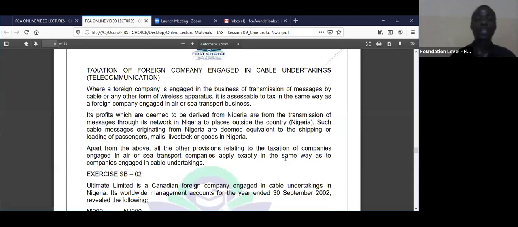The MTN, foreign telecommunication companies, belong to this. Which profits are we going to be seeing as profits derived in Nigeria? Let me give an example. If you make a call from Lagos to Abuja, of course, you know it belongs to Nigeria. If you make a call from Nigeria, calling London, it belongs to Nigeria.